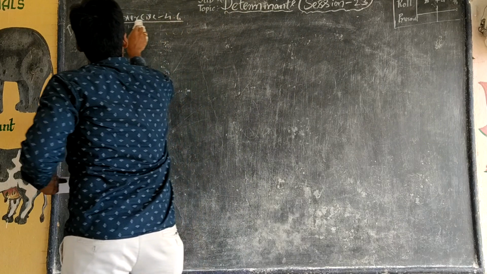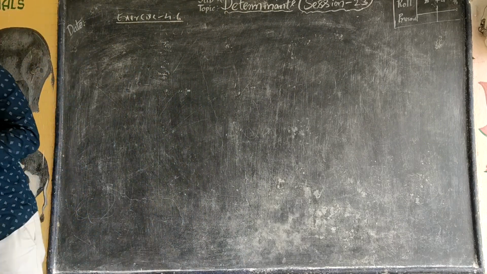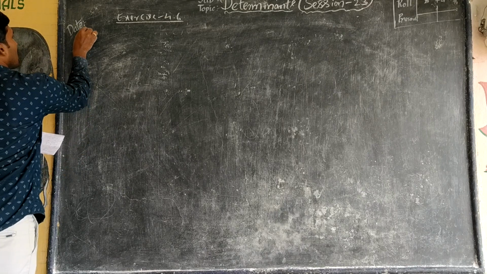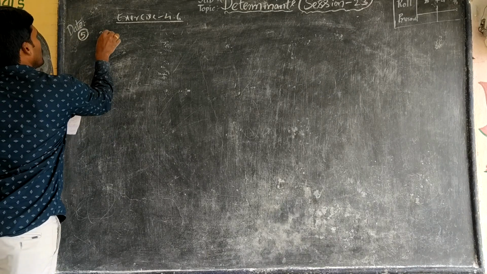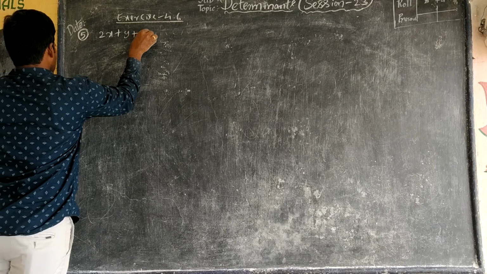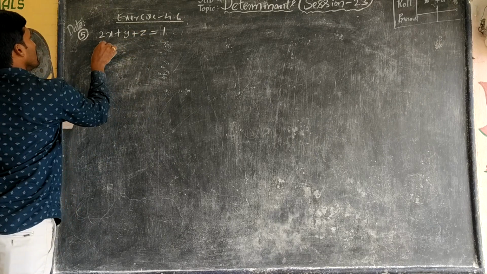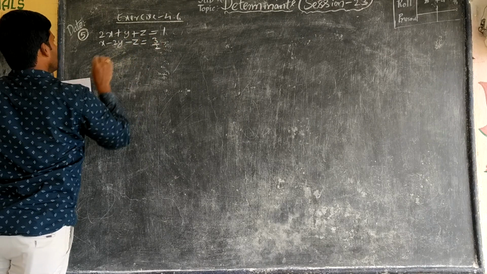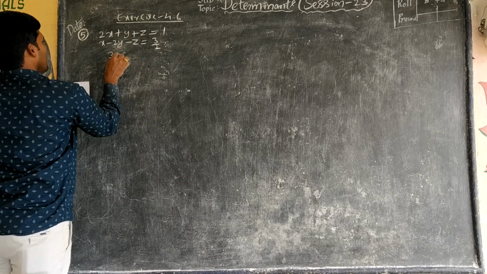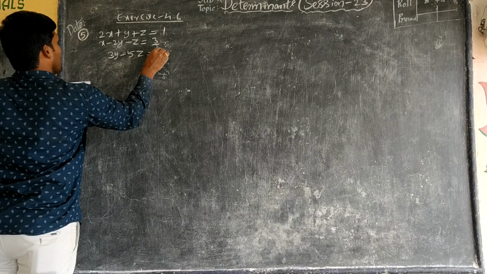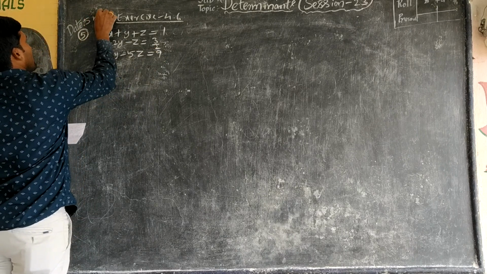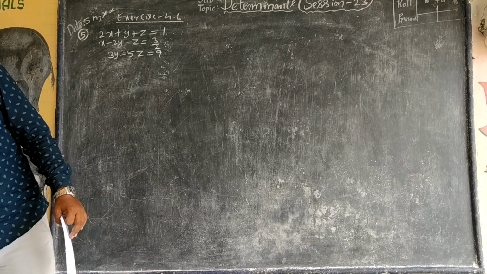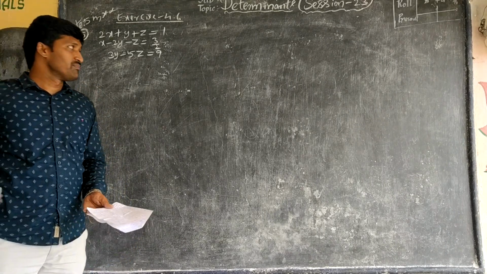Now we will discuss 3 variable equations. How to solve 3 variable equations? Already discussed 2 examples. Come to the fifth one. 2x plus y plus z equal to 1. X minus 2y minus z equal to 3 by 2. 3y minus 5z equal to 9. These are 5 marks very important models. Solving these 3 variable equations by using the matrix method.